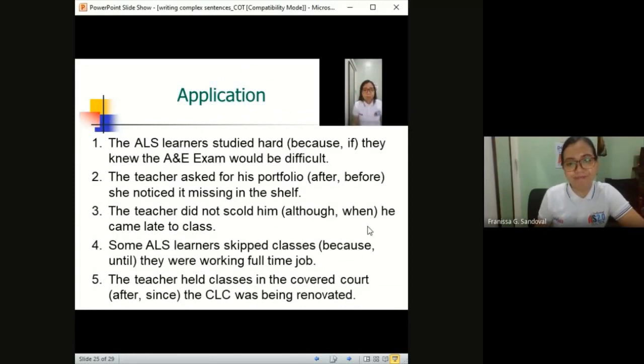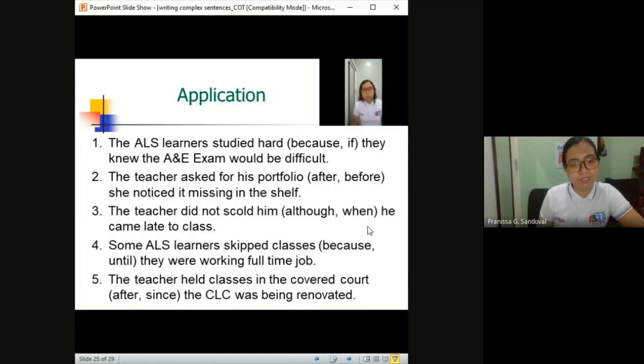I hope you learned a lot of things today about complex sentences. So for our last activity, we will have application and we need to choose the correct subordinating conjunction to complete the following complex sentences. Let's start.